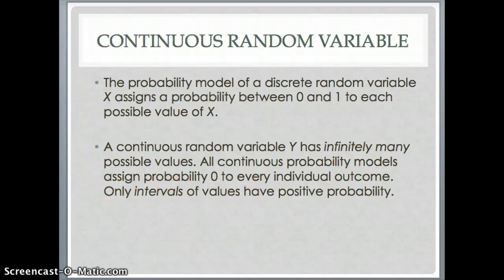Before we move on to a more relevant example, let's just quickly look at some more notes. The probability model of a discrete random variable x assigns a probability between 0 and 1 to each possible value of x, of course. A continuous random variable y has infinitely many possible values. All continuous probability models assign probability 0 to every individual outcome. Only intervals of values have positive probability.